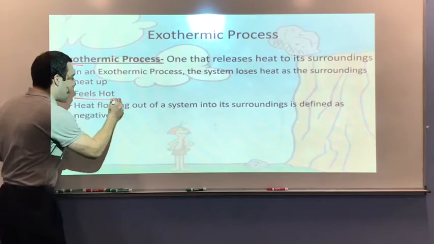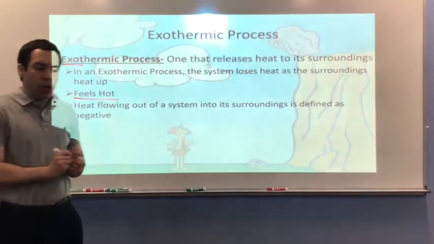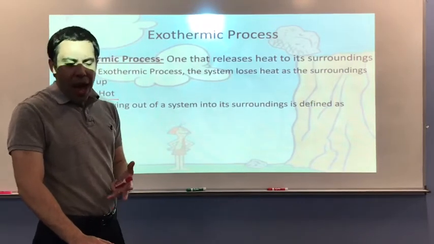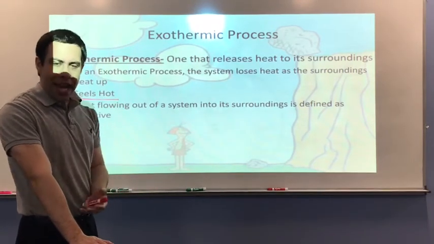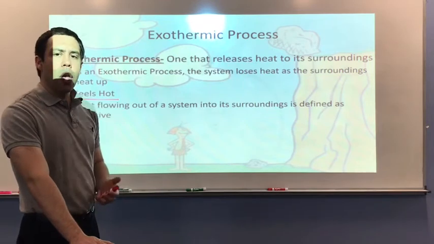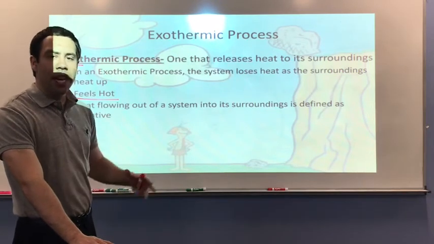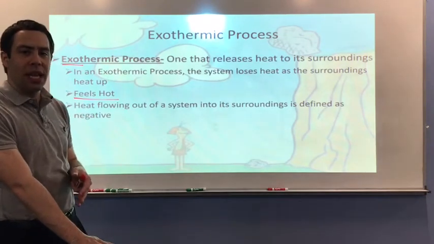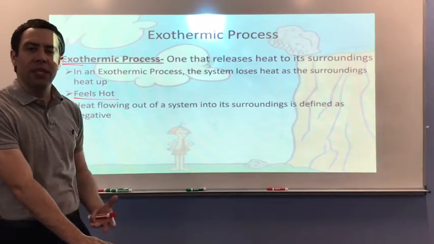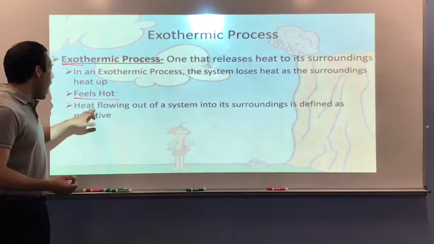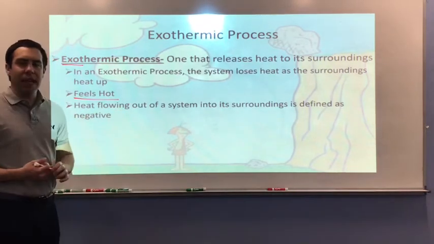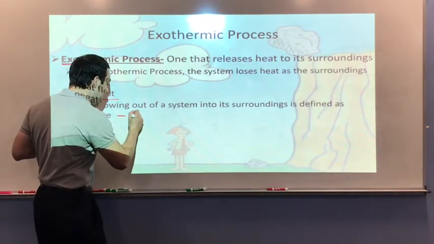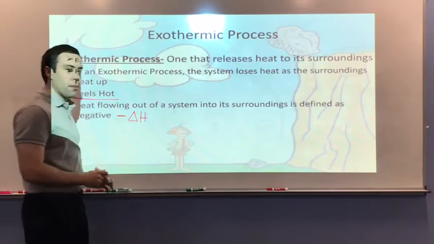It feels hot. Pretend that you were to put your hand on a stove that is on. Don't do it, but pretend. If you had your hand on a stove that was on, it's going to feel hot to you. The stove is giving off heat. It's releasing heat into the surroundings. Your hand is absorbing the heat from the stove, so it feels hot to you. And finally, heat flowing out of a system into the surroundings is defined as negative. So you have a negative delta H value.